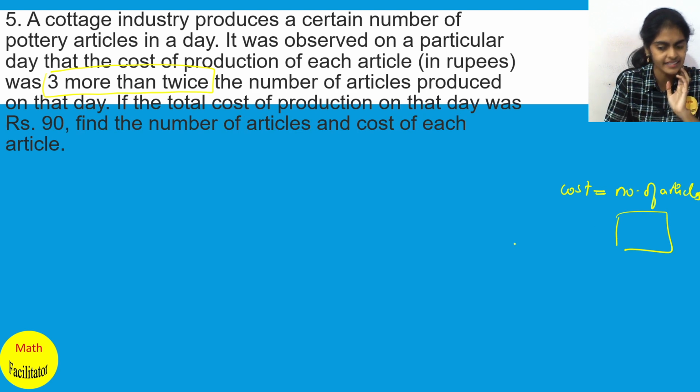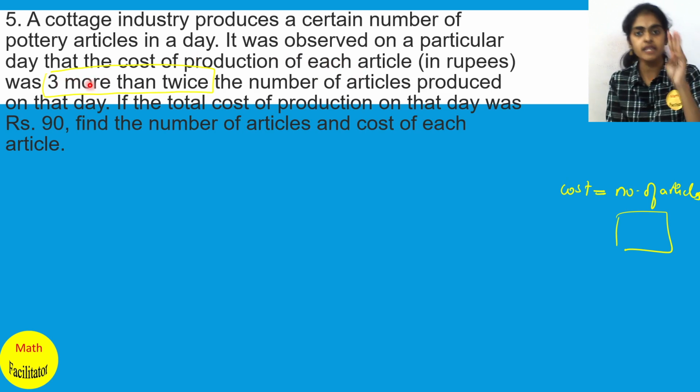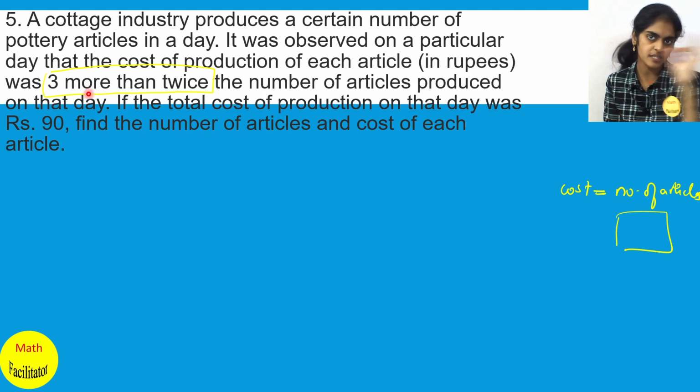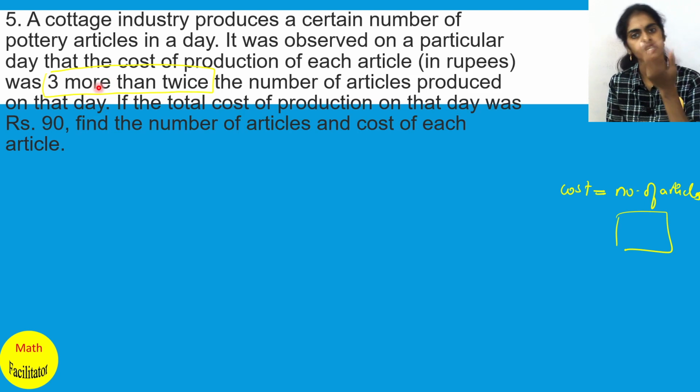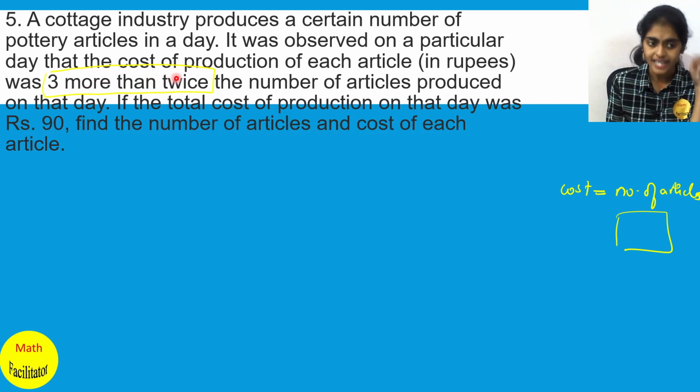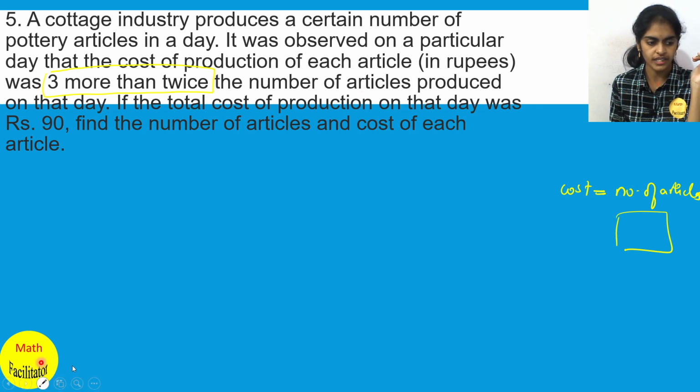Have a look here. I'll again read the statement. A cottage industry is producing a certain number of pottery articles in a day. It was observed on a particular day that the cost of production of each article was 3 more than twice the number of articles produced on that day. Just now also I told you, more means addition, less means subtraction. So the cost is compared with the number of articles produced on that day.